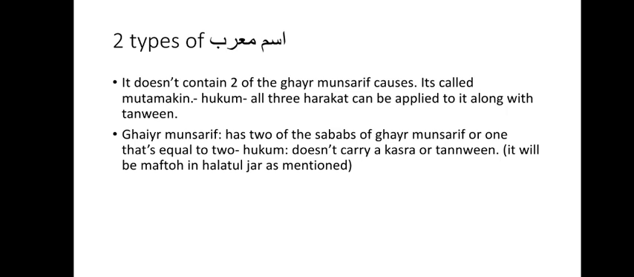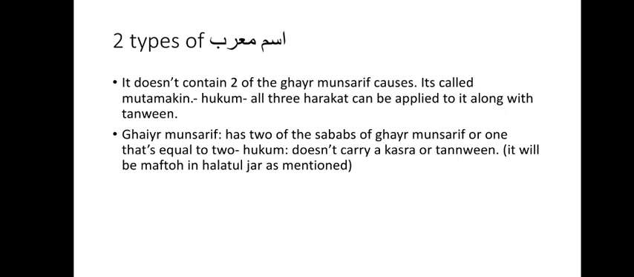So, from the beginning, we have ismu mu'rab, declinable nouns. Nouns that can have harakat. Their harakat change because of an amil, a word government. So the first type is the one that is not ghayr munsarif. So you could just call it munsarif. So simply, it doesn't contain any of the nine. Sorry, it doesn't contain at least two of the conditions or causes of ghayr munsarif. It's also called mutamakkin.